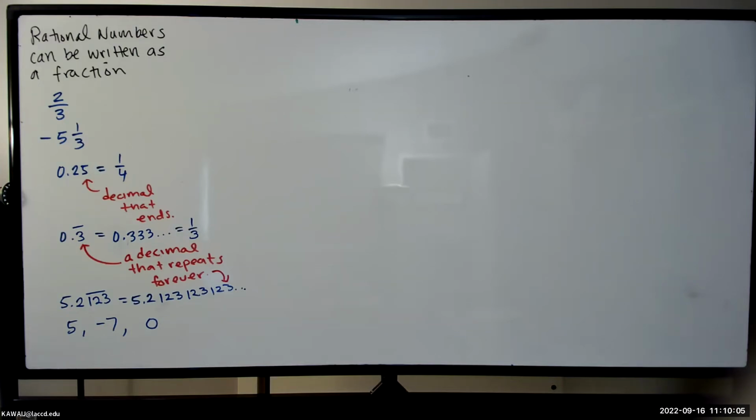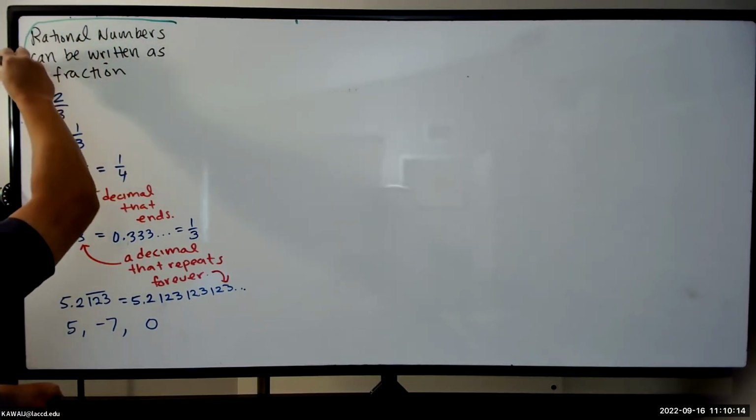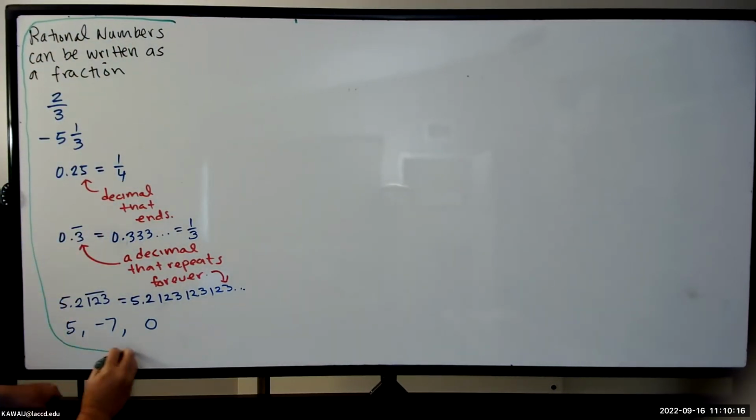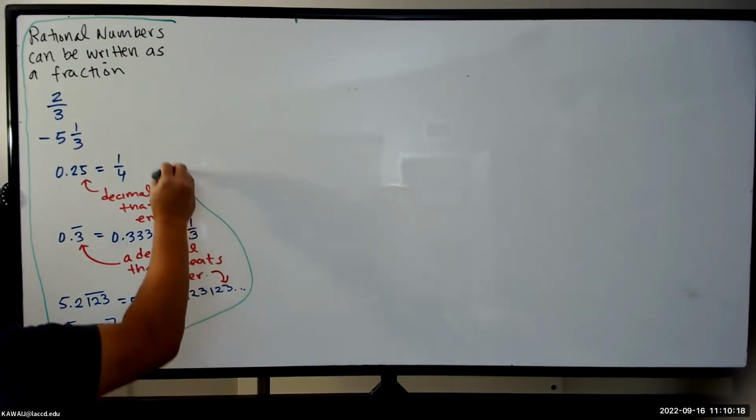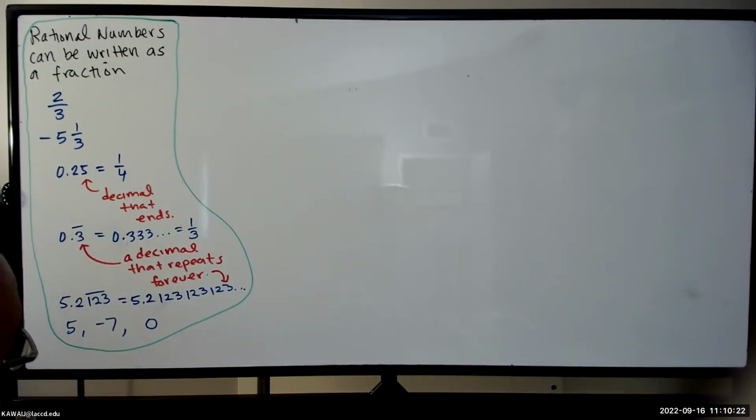Okay. Now, this is the bubble that is rational numbers. They're a number that some way can be written as a fraction. Now, there's another bubble, which is the opposite of this, irrational numbers.